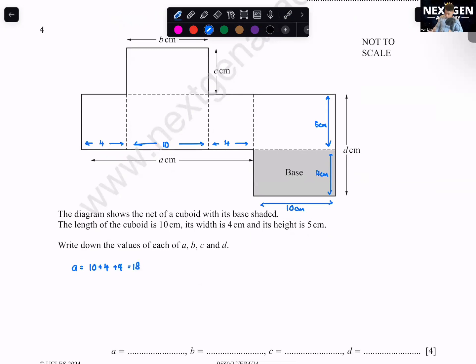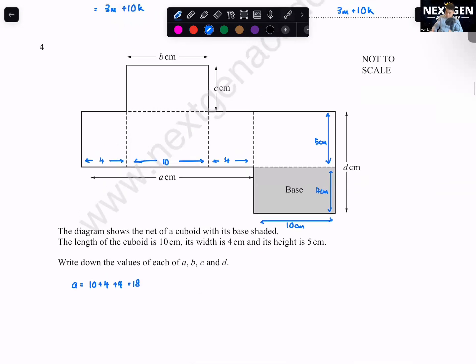Okay, second one. B. Okay, B, this one is quite obvious. B is equals to 10. C. Okay, what about this? C, how is it being folded? What is this value here? 5?